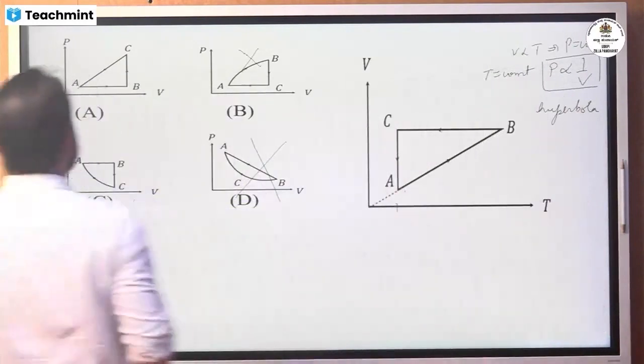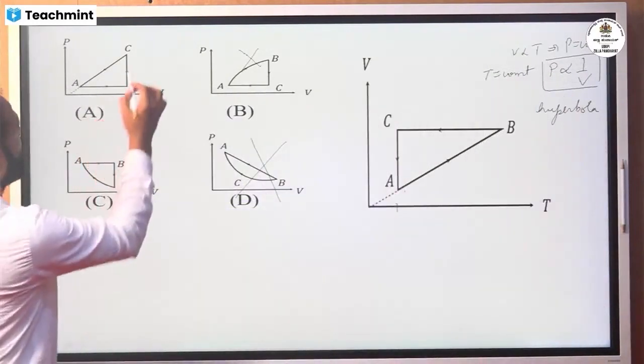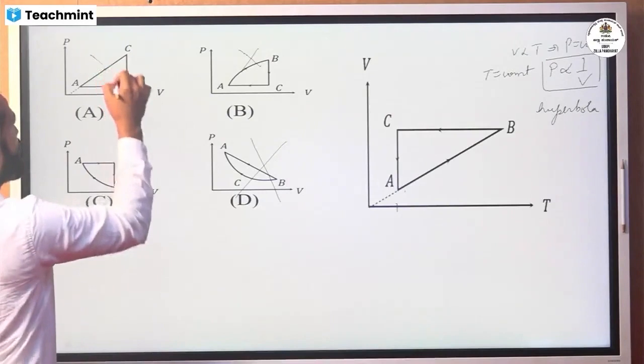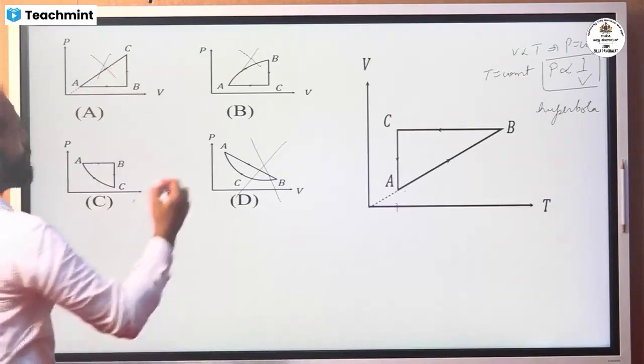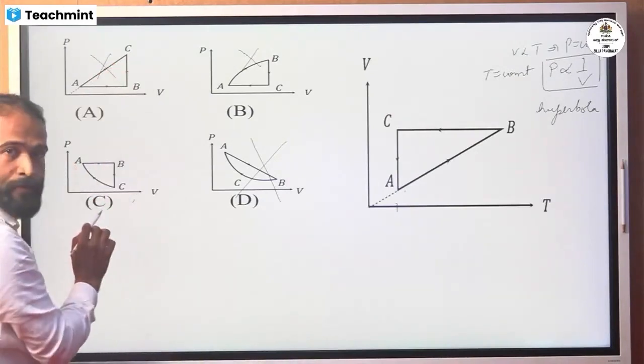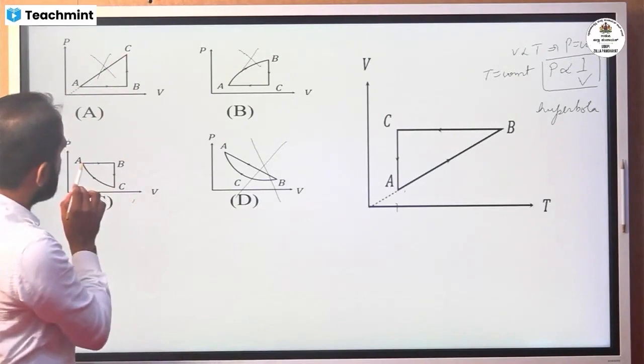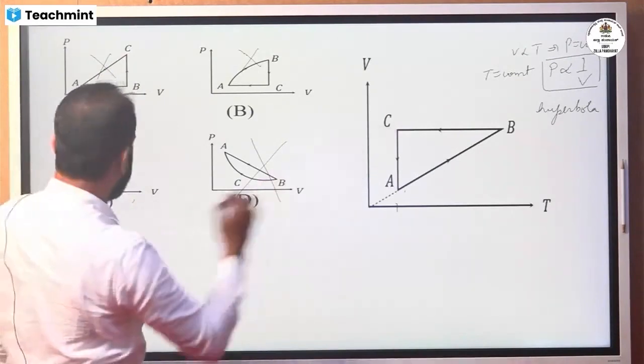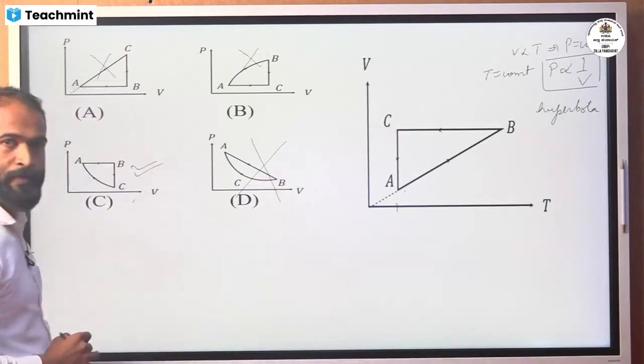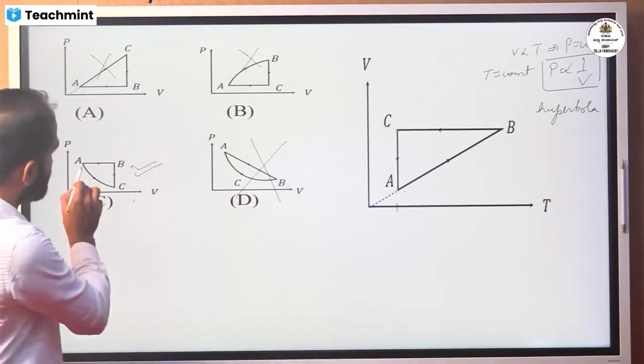Now look at option A. In option A, C to A, there is a straight line. This option is not possible. And if you look at option C here, the relation between A to C is a hyperbola. This is the right option, which represents the isothermal process from A to C.